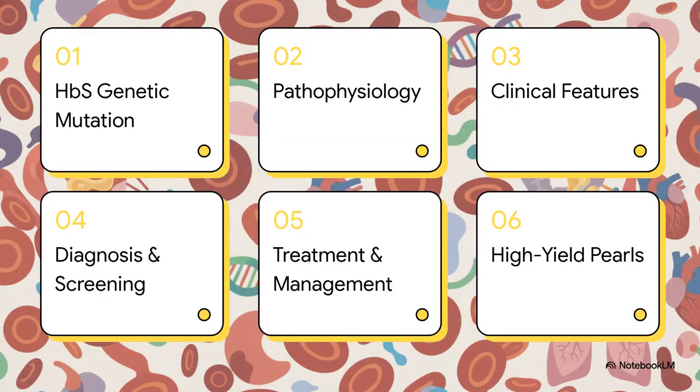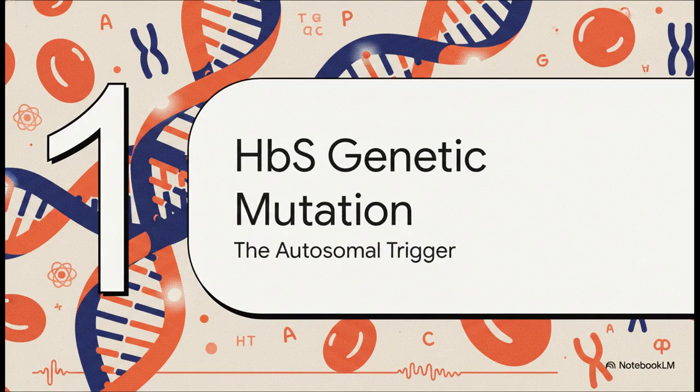Okay, so here is our roadmap for today. We'll cover 1, the HBS genetic mutation, 2, pathophysiology and vaso-occlusion, 3, clinical features and complications, 4, diagnosis and screening, 5, treatment and management, and finally, 6, high-yield exam pearls. Let's start right at the beginning with section 1, the HBS genetic mutation.